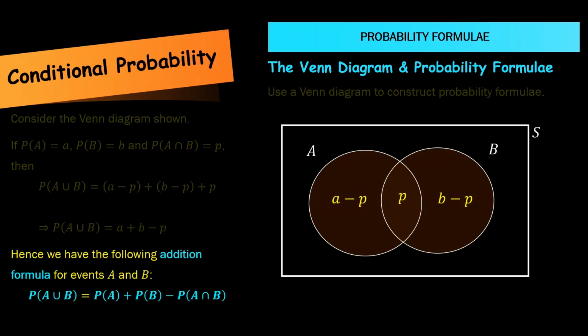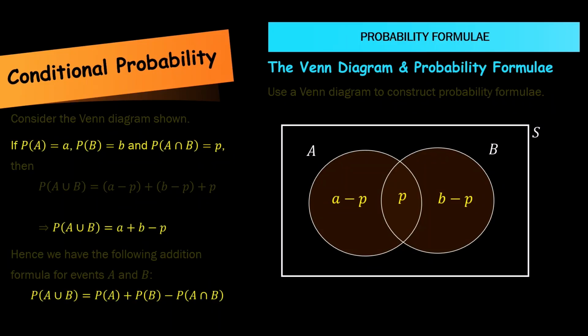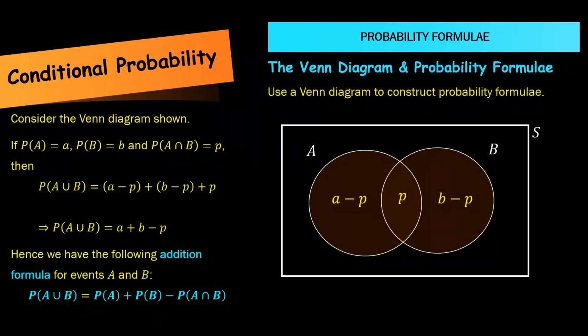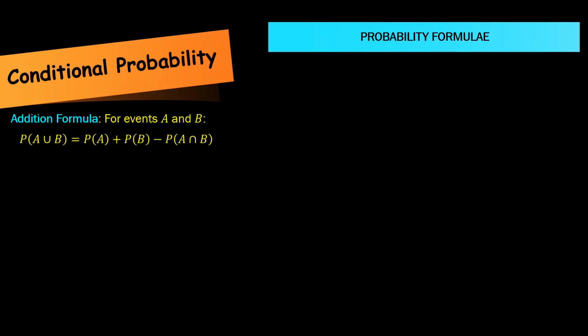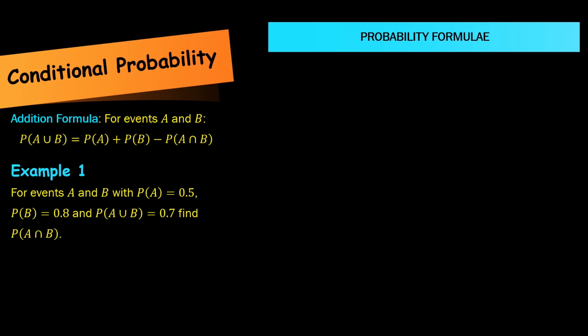And therefore we have the following addition formula for events A and B. Probability of A union B equals the probability of A plus the probability of B minus the probability of A intersect B. Now let's apply this formula to an example. Pause the video and have a go. Press play when you're ready to view the solutions.